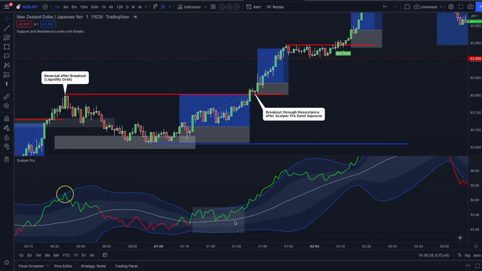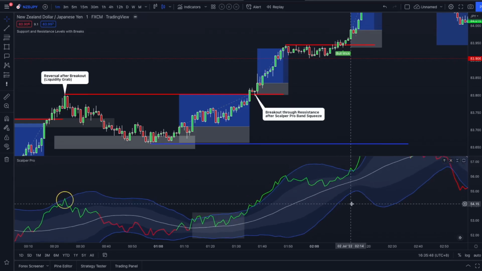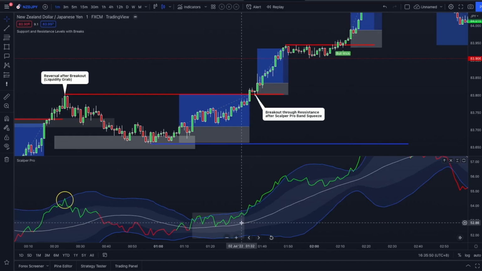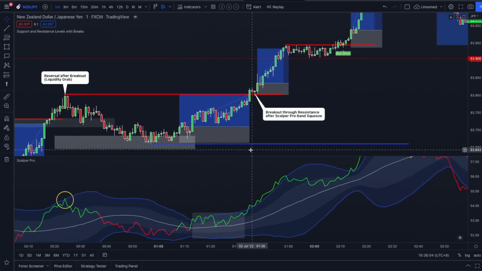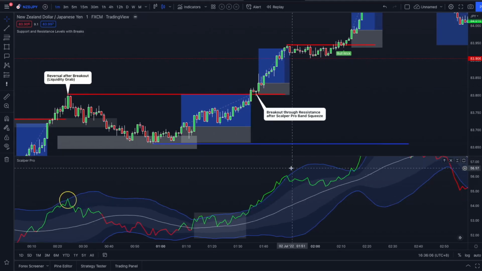The last way of using this indicator is by spotting band squeezes. So for example, here we have a band squeeze, and here we have another band squeeze. And those band squeezes usually indicate a very strong trend to either the upside or to the downside. Because we broke the Bollinger Band to the top side with a bullish Scalping Pro line, and we also broke through previous resistance at the same time, this would indicate a very strong bullish uptrend.